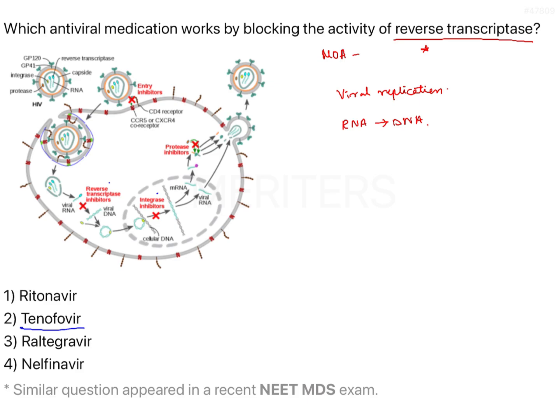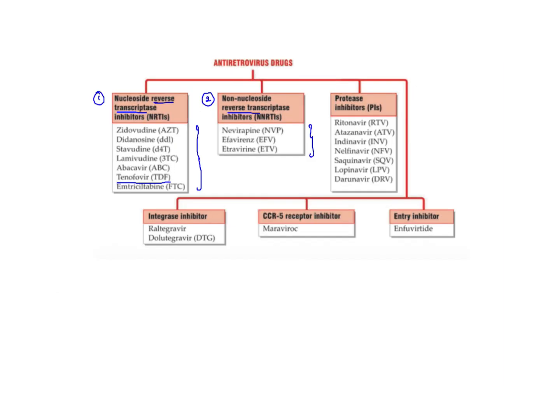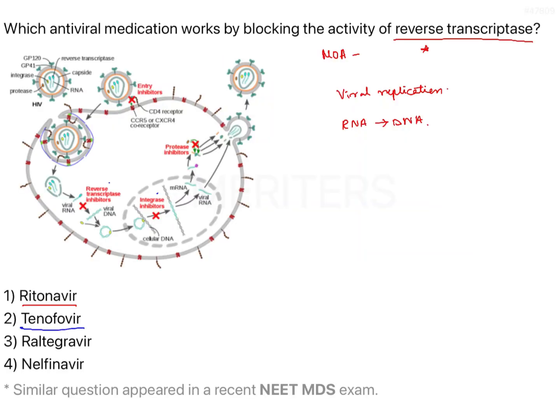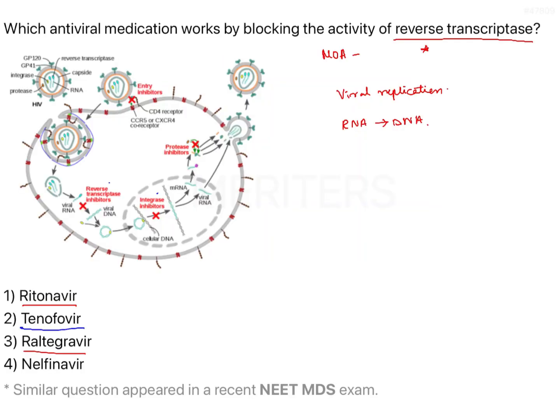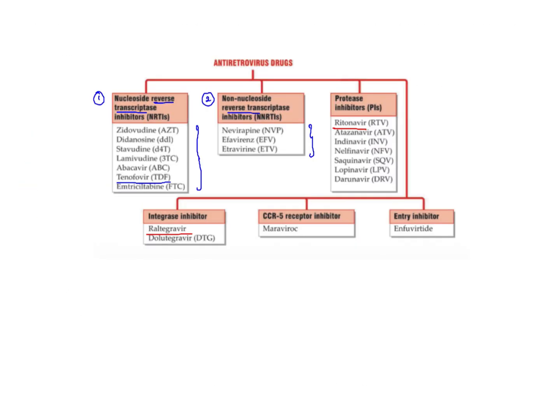So option number 1, that is ritonavir. Ritonavir falls under the category of protease inhibitors. It acts by inhibiting the enzyme protease. Next, raltegravir. Raltegravir again is an integrase inhibitor. It has a different mechanism of action. And the last drug, that is nelfinavir. This is again a protease inhibitor.